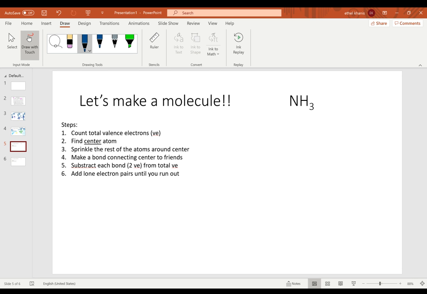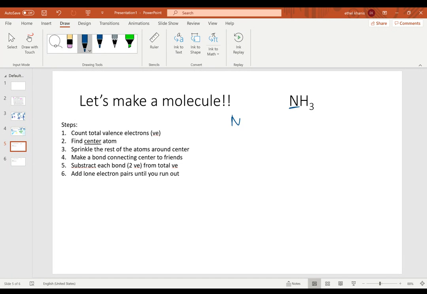All right, guys, so we just did CH4. So now we're going to do the same process for NH3. So we're going to start, and my apologies for not having this prepared with the underline. So first step, count total number of valence electrons.